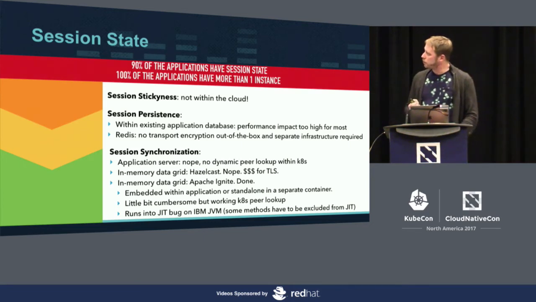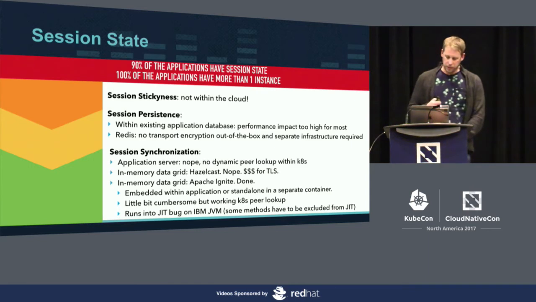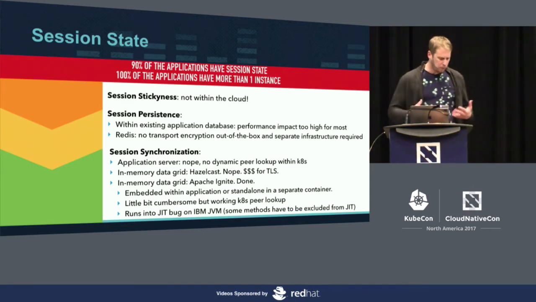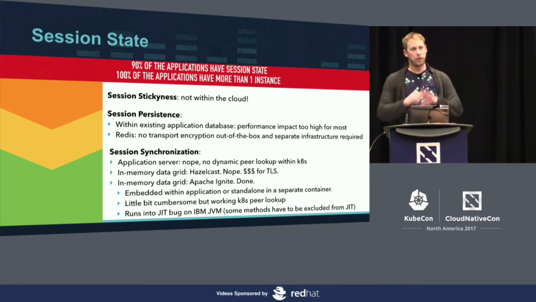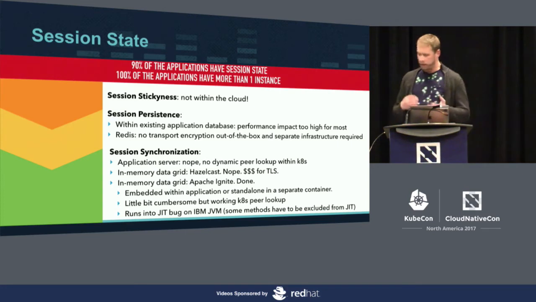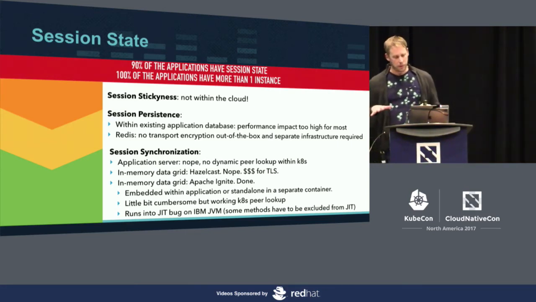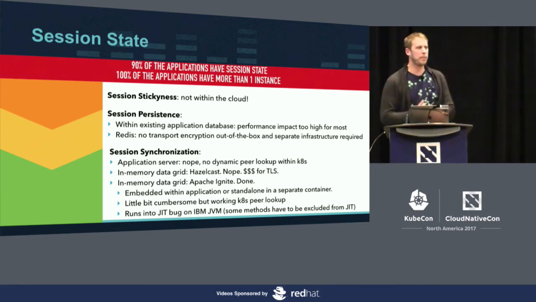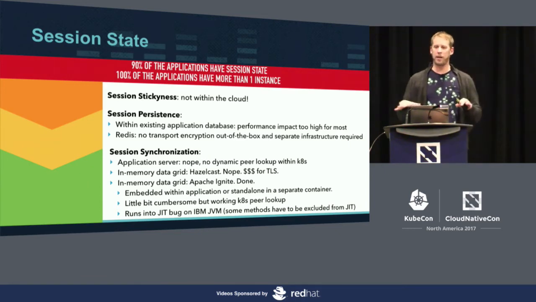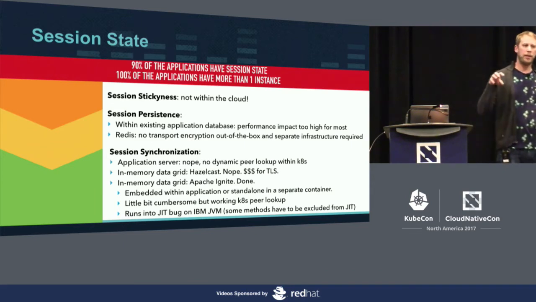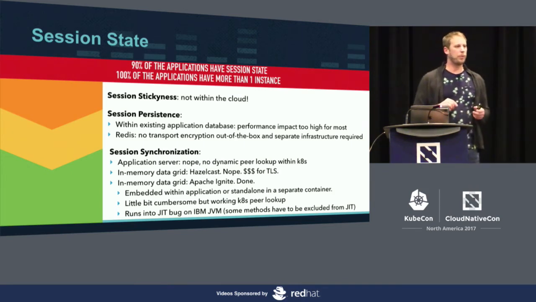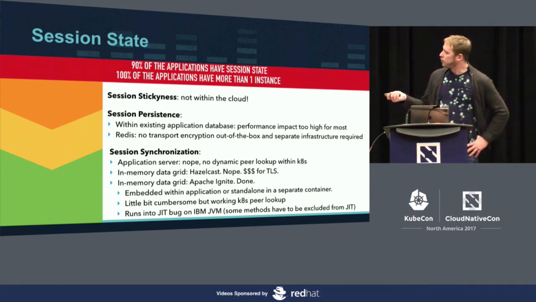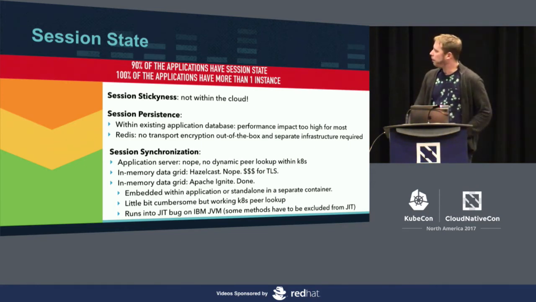Another try was using Redis as a session persistence mechanism, but Redis didn't provide us with encryption out of the box, and also we found nobody who wanted to run the separate Redis infrastructure required here. So I went for session synchronization, not using the application server mechanism, because the application server we used wasn't able to look up the peers within Kubernetes. So the next try was to use Hazelcast as an in-memory data grid to synchronize session state. But Hazelcast costs a lot of money if you want to use TLS. Session synchronization with TLS and paying a six-digit amount of euros was not the way to go, in our opinion. So our final solution was Apache Ignite.